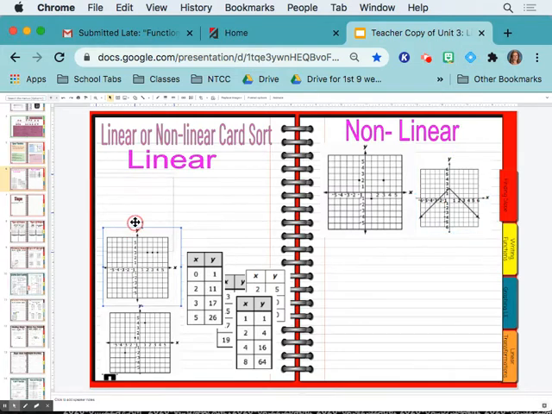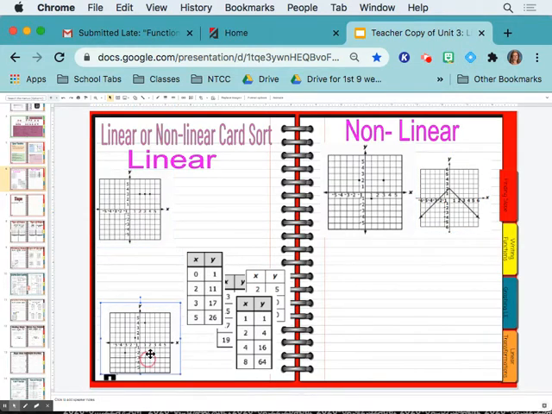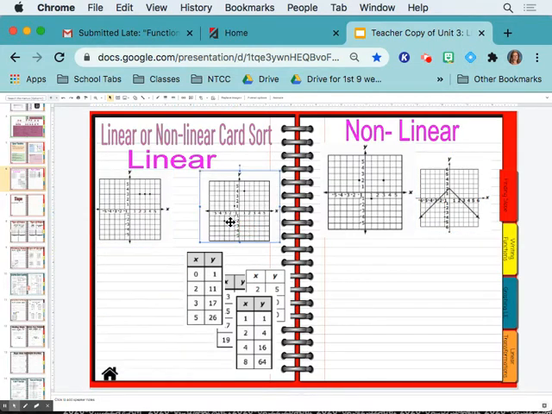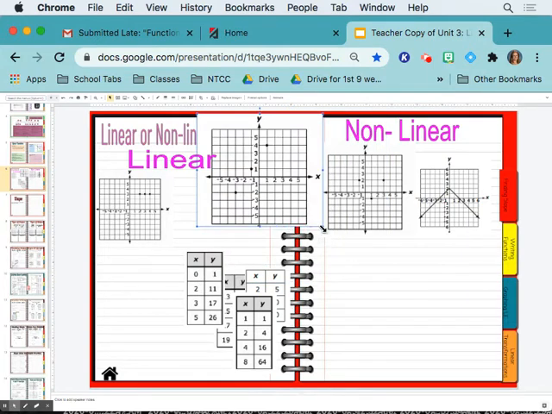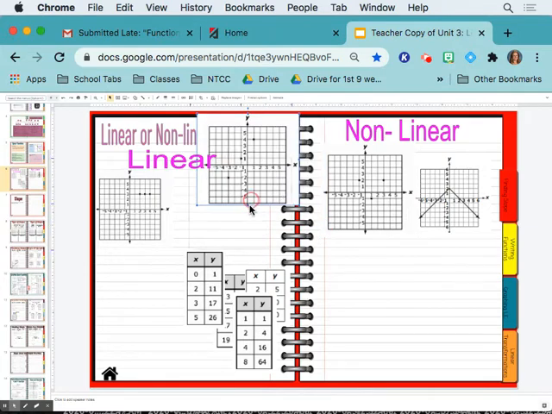This one's linear. This one would be linear if you connect those dots. So I'm going to make it a little bigger. Connect those dots and you see that it is linear. It forms a straight line. Okay, so the graphs are easy.